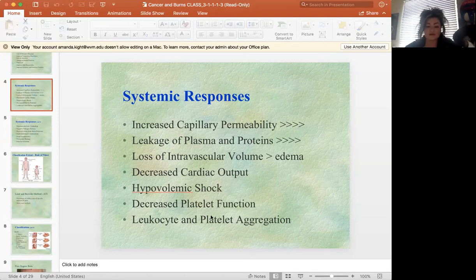So decreased platelet function, and then leukocyte is a white blood cell. So if we have more white blood cells aggregating, that is potentially going to cause what? Infection. So again, we are trying to prevent that from happening.